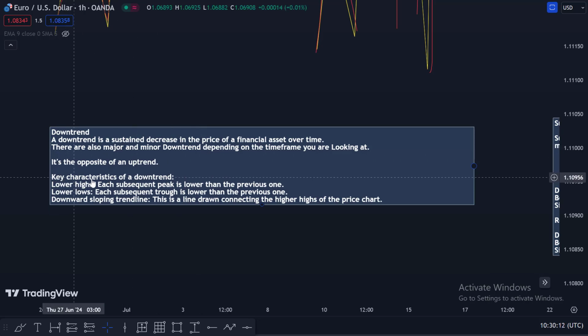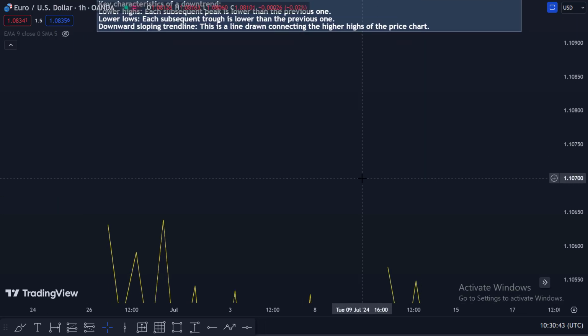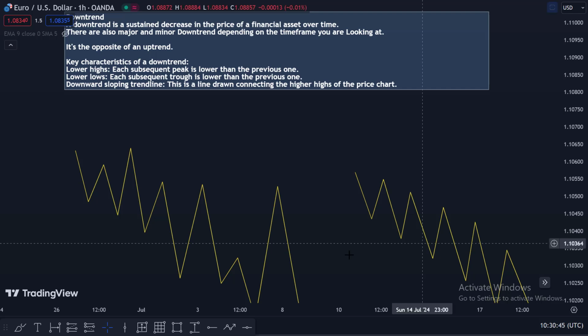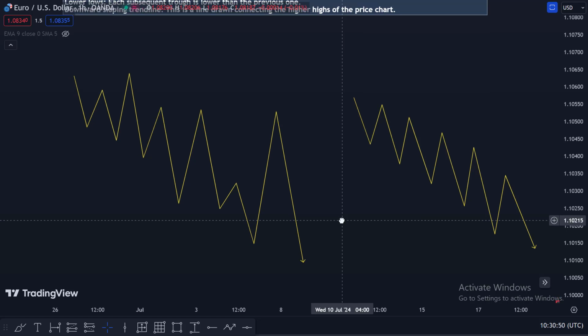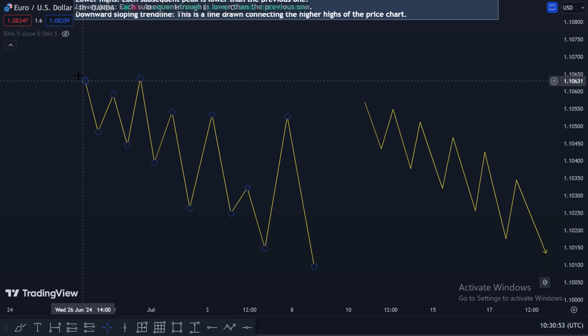The key characteristics of a downtrend: lower lows. Each subsequent peak is lower than the previous one. Each subsequent trough is lower than the previous one. Downtrend sloping trend line: this is a line drawn connecting the lower highs of the chart price. I'm also going to be explaining that to you guys. I don't want this theory aspect to be so long, so we can actually go into what we have right there. Now you can see a downtrend here.